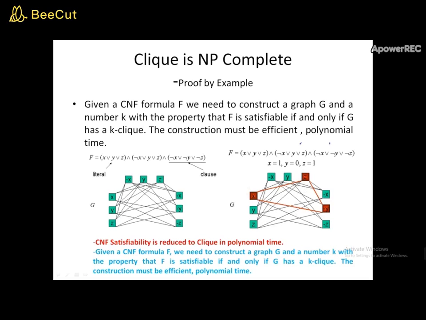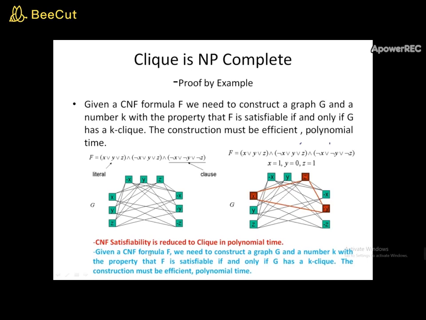So CNF satisfiability is reduced to a clique in polynomial time. This reduction takes place only in the order of polynomial time. Given a CNF formula f, we need to construct a graph G and a number k with the property that f is satisfiable. Why is f satisfiable? It should have an output of 1, if and only if G has a k clique, right? If this doesn't have a solution, then none of the inputs will give you an output of 1. That is also true. That is again a theorem.